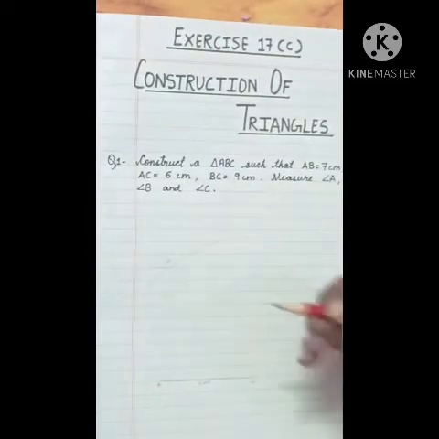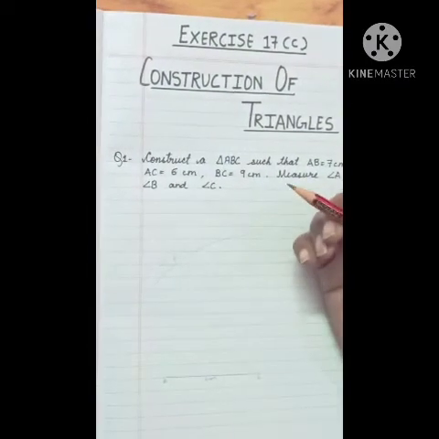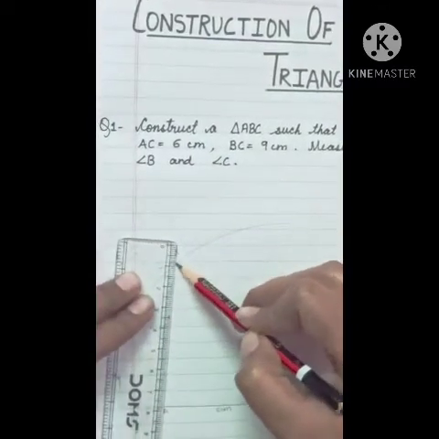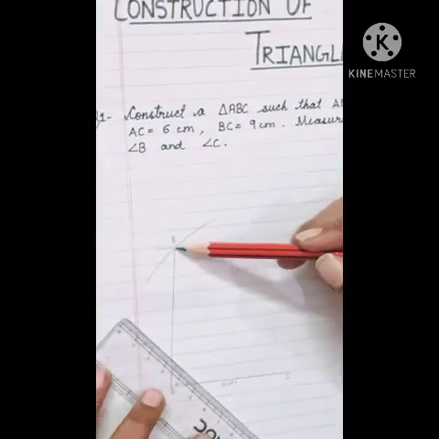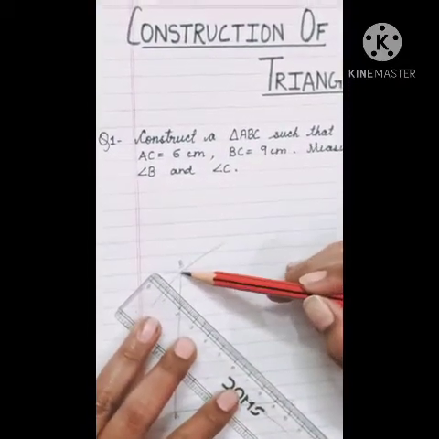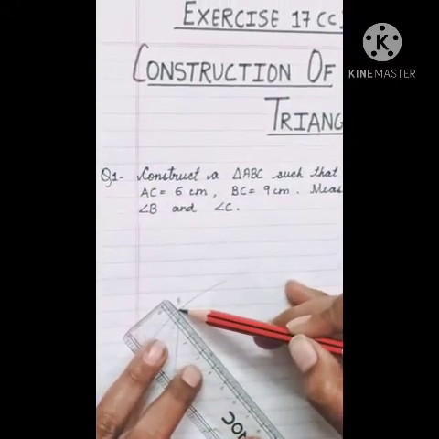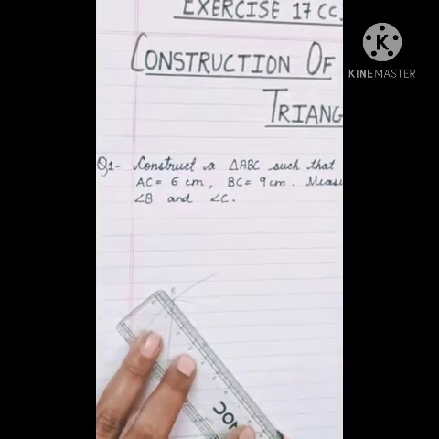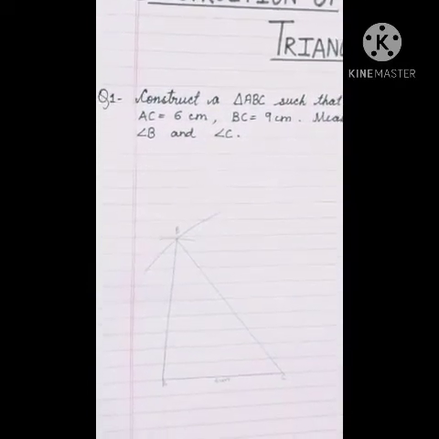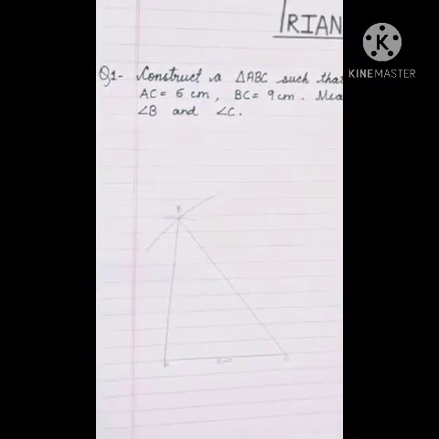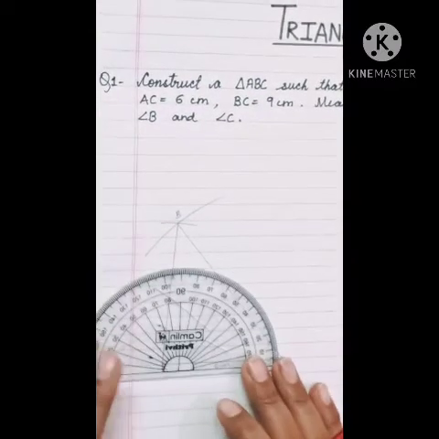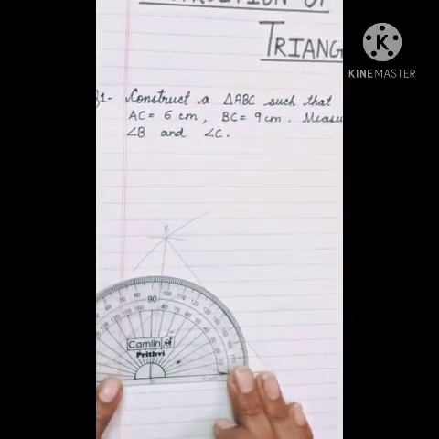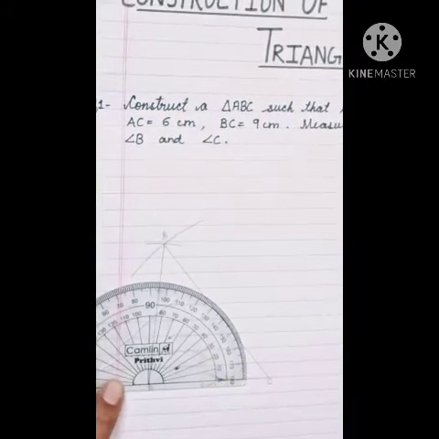Now we join BA and BC. This is BA. Now we join B and C. So this is our required triangle ABC. Now we have to measure angle A, angle B and angle C. So measure angle A. Angle A is equal to 85 degrees.